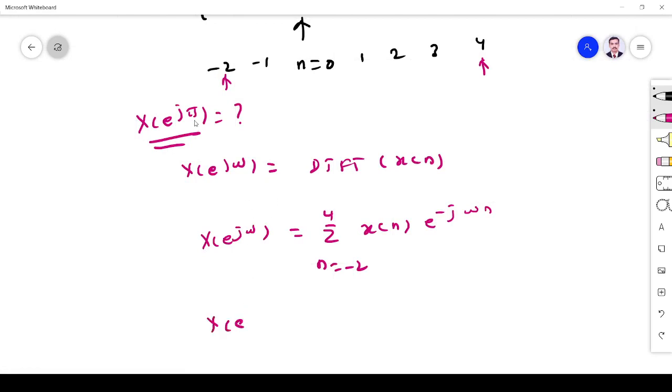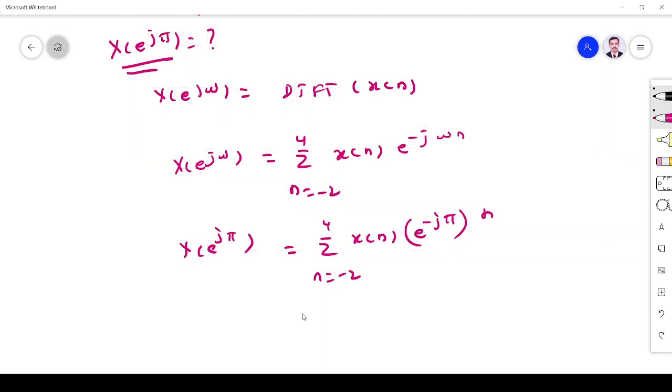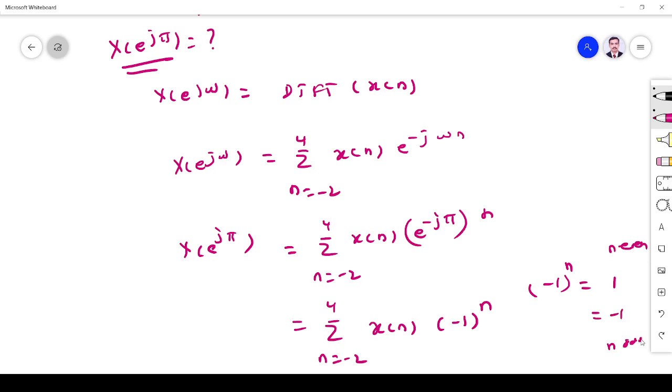We don't need to find it for j omega, we have to find it for j pi. So X of e power j pi is the summation n goes from minus 2 to 4 of x of n e power minus j pi n. Why did I put it like that? That is the reason. e power j pi is minus 1, so minus 1 power n is equal to 1 when n is even and minus 1 when n is odd.